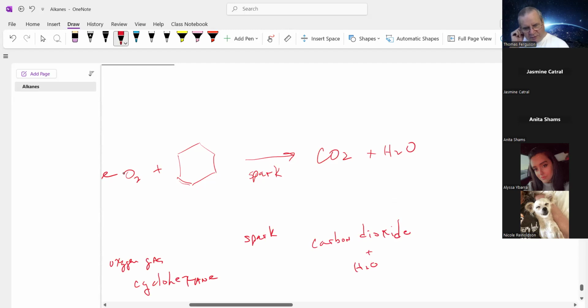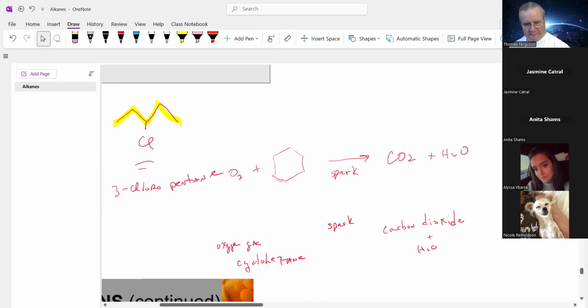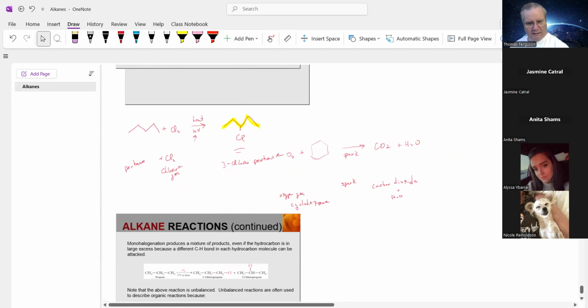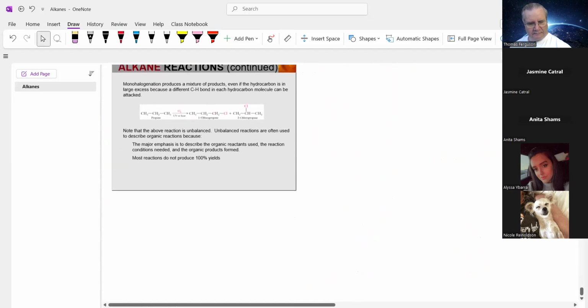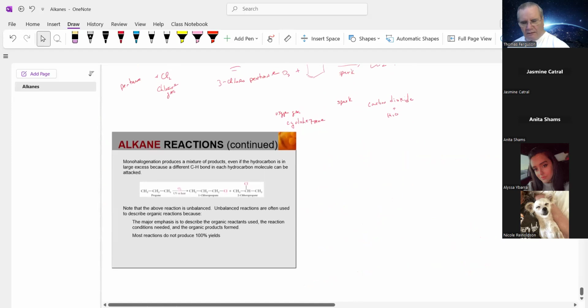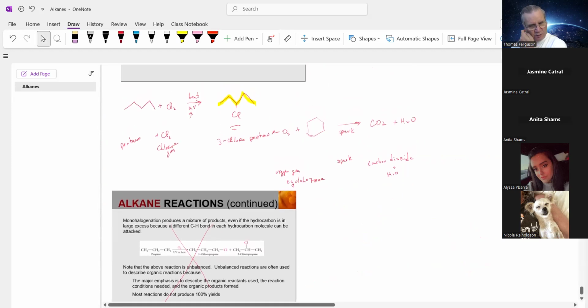So two kinds of reactions. One, I give you the starting material, in this case, cyclohexane and oxygen gas. How do you make carbon dioxide? Well, you need a spark. You just supply the missing parts. Okay, so we're gonna assume that halogenation occurs once, but it usually happens as a big hodgepodge.